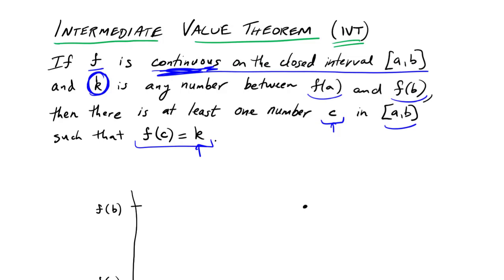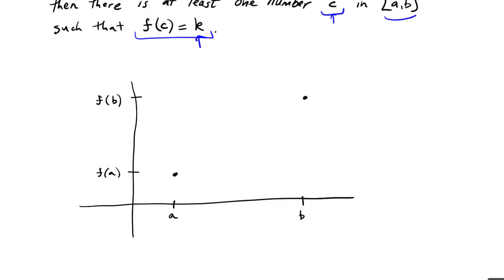So let's see it as a picture, because that might not be clear. So here's what we're looking at. Here's f of a, and here is f of b. Basically, we're saying pick k anywhere between these two values. That means what this theorem is saying is that if the function is continuous between those two points, then somewhere I must cross the value k.